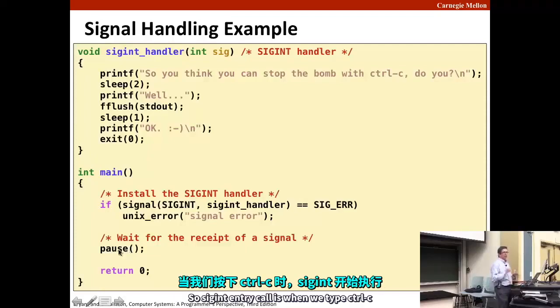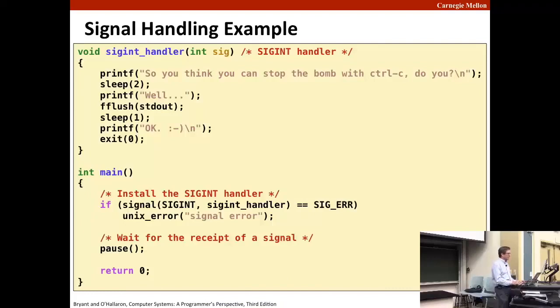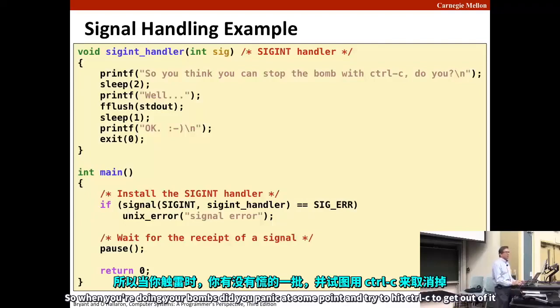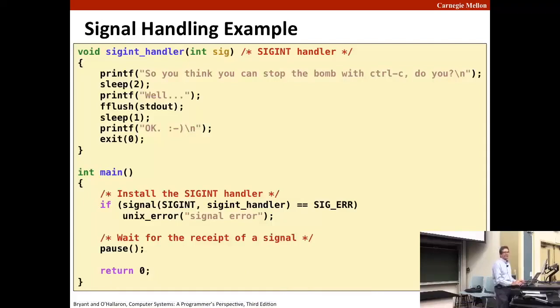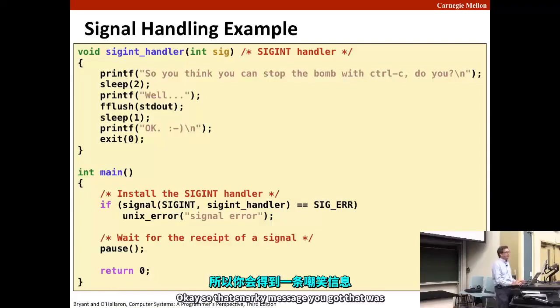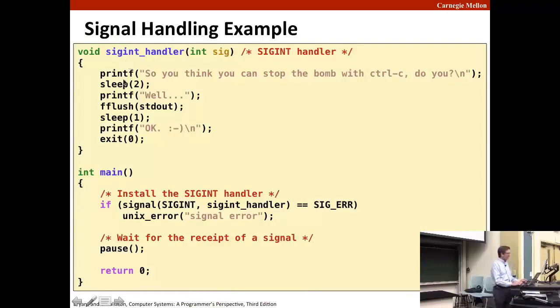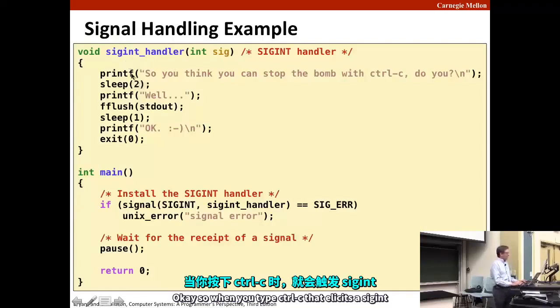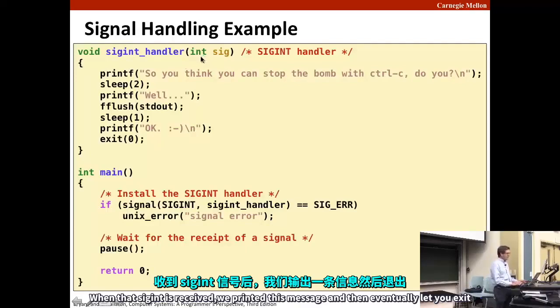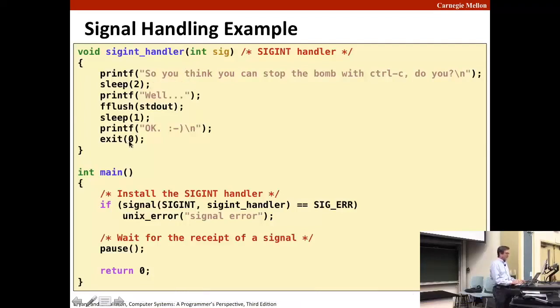SIGINT, recall, is when we type Control-C. So when you were doing your bombs, did you panic at some point and try to hit Control-C to get out of it? Okay, so that snarky message you got, we did that by installing a SIGINT handler in your bomb. When you type Control-C, that elicits a SIGINT. When that SIGINT is received, we printed this message and then eventually let you exit.